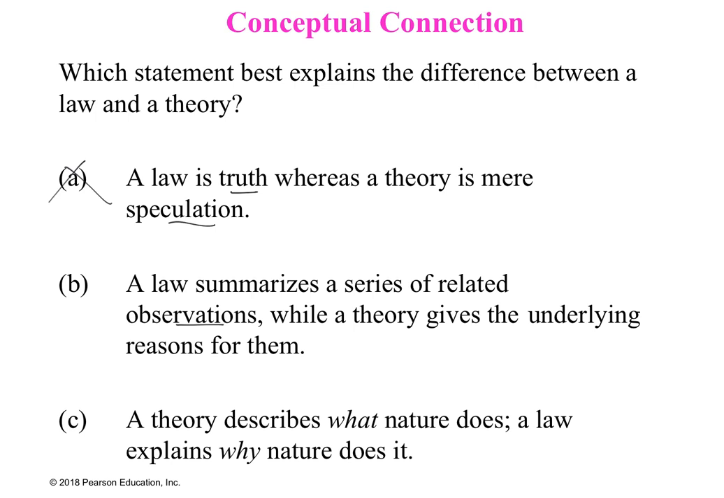Okay, that sounds okay so far. So then a theory describes what nature does and a law describes why nature does it. Well, that's actually backwards, right? Because the laws describe the what and the theory explains the why. So it must be B.